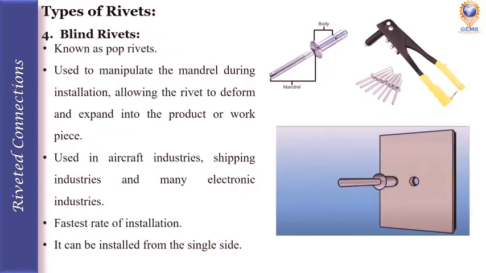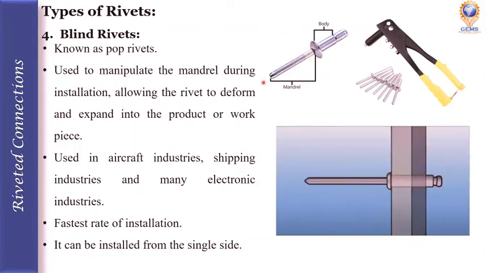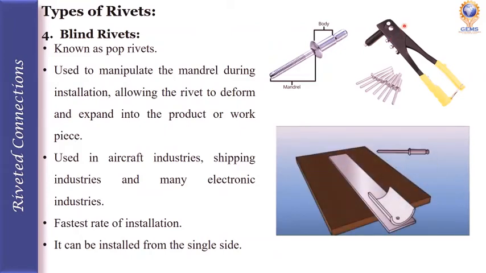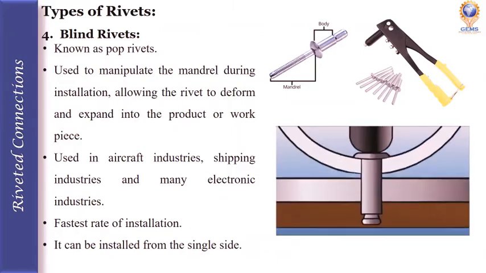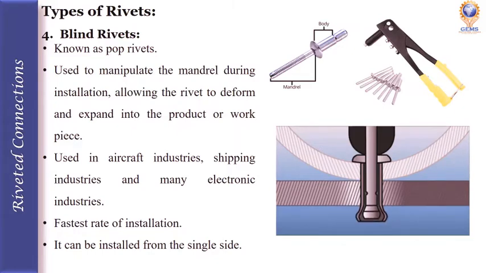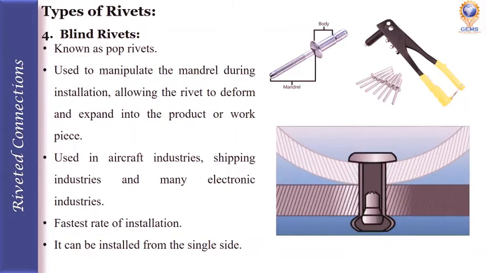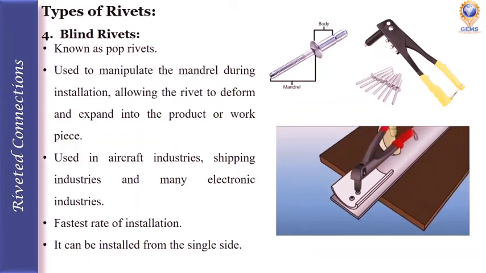The fourth type of rivet is blind rivets. So this is how the blind rivets look, and this is the rivet gun. These blind rivets are also known as pop rivets. Blind rivets consist of both a rivet as well as a mandrel. A tool known as a rivet gun is used to manipulate the mandrel during installation, allowing the rivet to deform and expand into the product or workpiece.